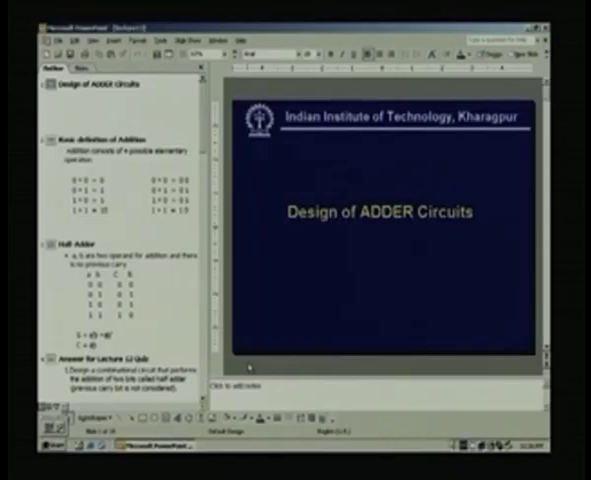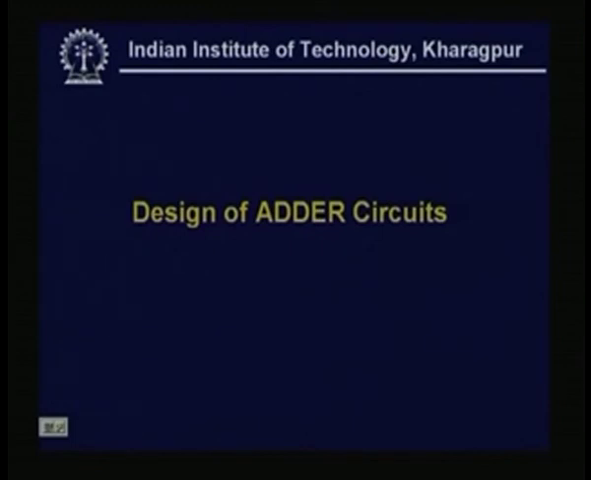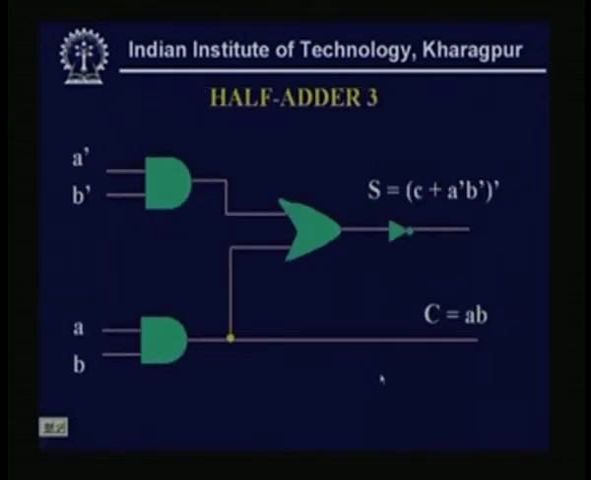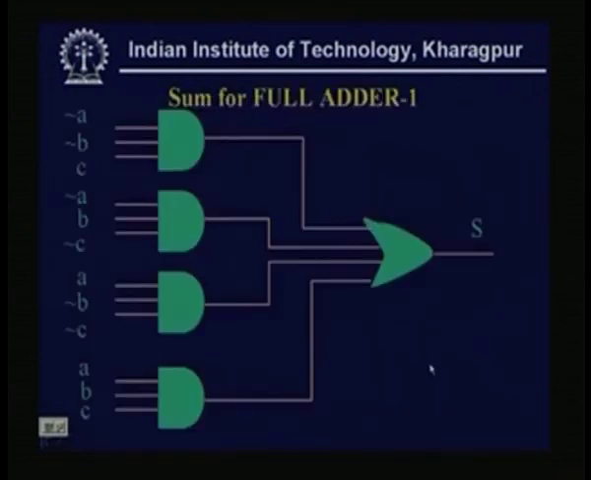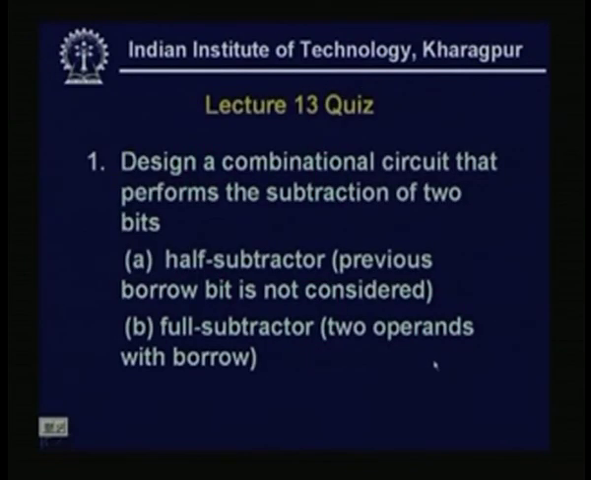Now, today's quiz question is again a combinational circuit design, very similar to the adder we have discussed. The problem is to design a combinational circuit that performs a subtraction of 2 bits. We have discussed addition, and now the subtraction. Similar to the half adder and full adder, first we have to do the half subtractor and then the full subtractor. So, first we have to define what we mean by half subtractor.